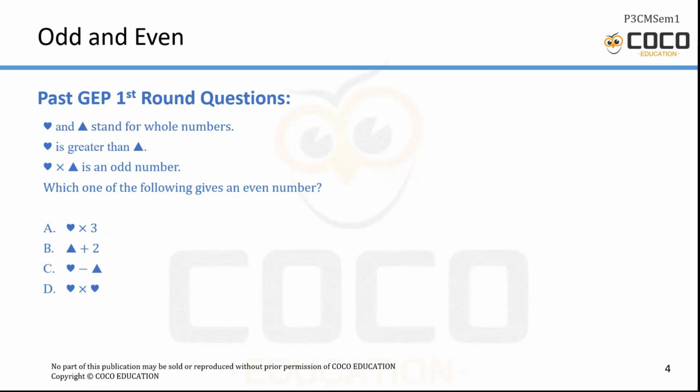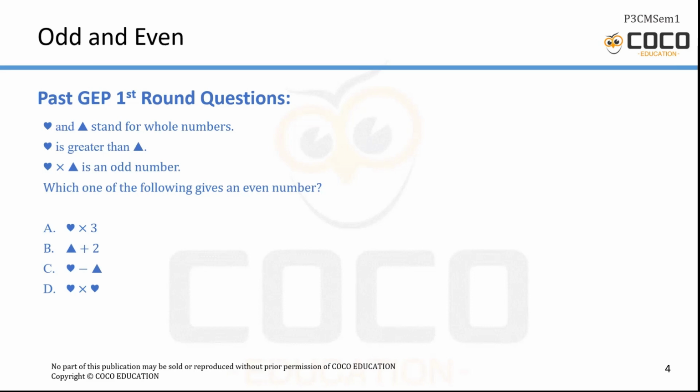Okay, why is it a little bit hard? Because in this question, they never tell you whether the heart is even or odd. And they never tell you whether the triangle is even or odd. But they tell you these two multiplied together is an odd number. So that requires you to understand how odd and even work. So when we do multiplication, we know that as long as you times an even number, no matter how many numbers, okay? As long as you times one even number, everything will become even.